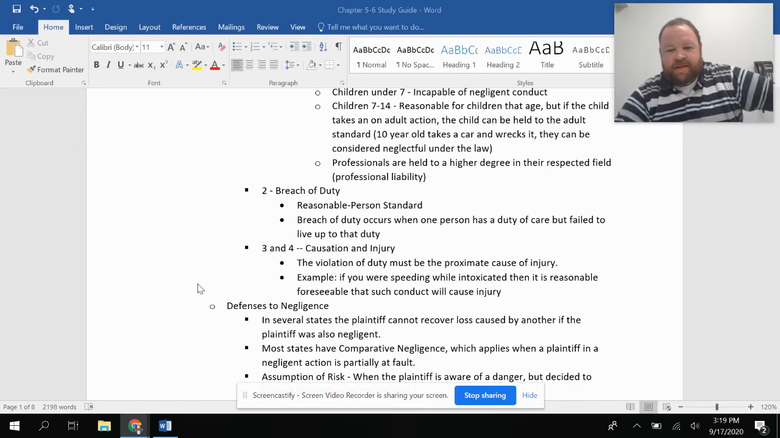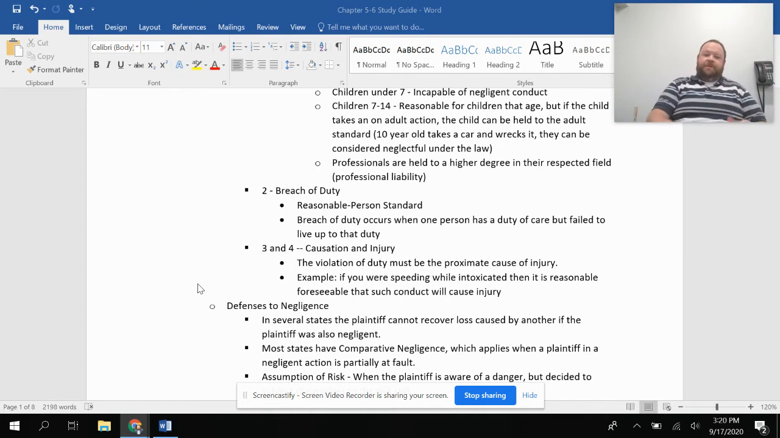So when we get down to causation and injury, the violation of duty must be the proximate cause of injury. So if you were speeding and intoxicated and it was foreseeable that such conduct was going to cause harm, then you're guilty of breach of duty, causation, and injury.